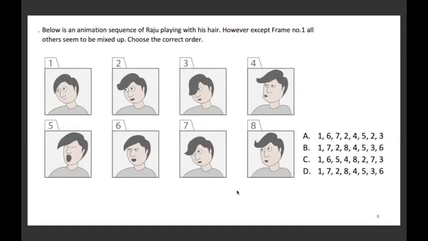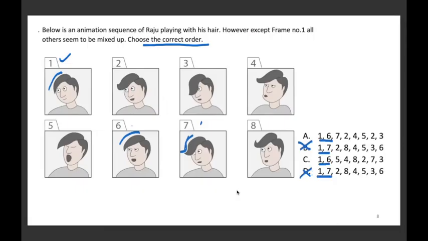Below is an animation sequence of Raju playing with his hair. However, except frame 1, all others seem to be mixed up. You have to choose the correct order of the animation. Here, we go back to the options. The first is the same, but after the first, the next one is either 6 or 7. The first is fixed. Now, if you look at the hair trajectory seen in 1 and in 6, it's very similar, with a slight change in 6, versus in the 7th frame, it is very different. You cannot jump drastically from one curve to a different curve. So we have to choose 1-6. B will be wrong and D will also be wrong.